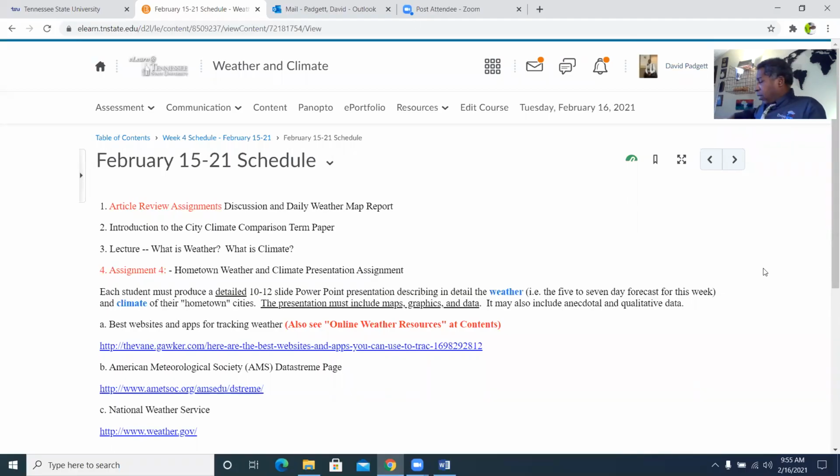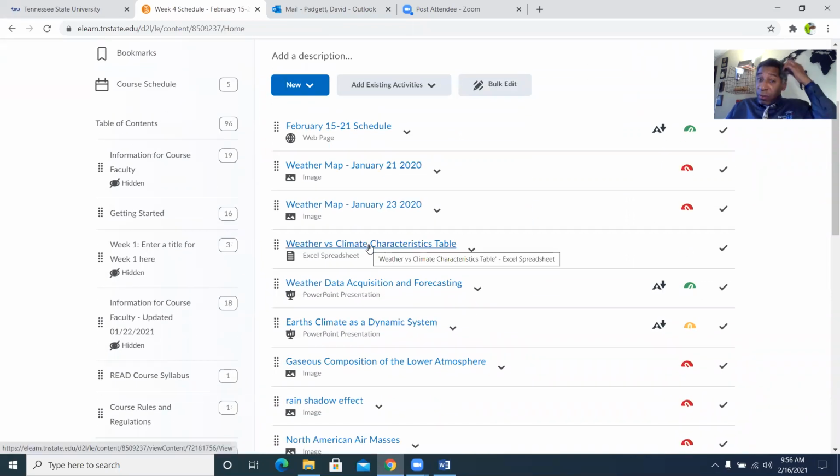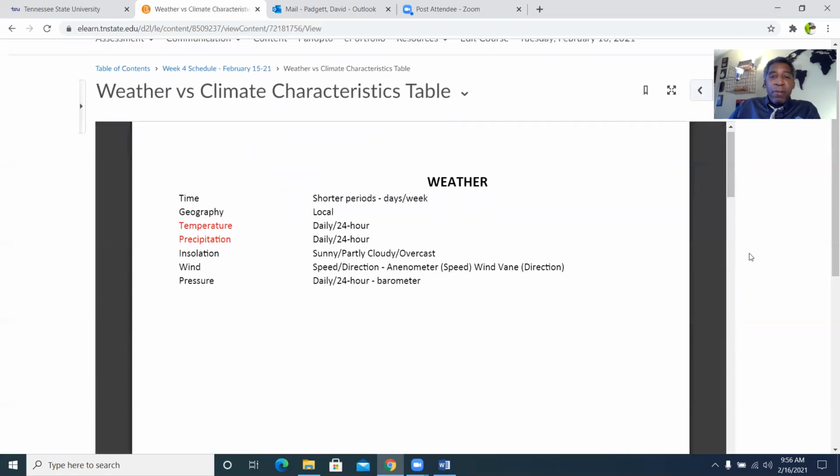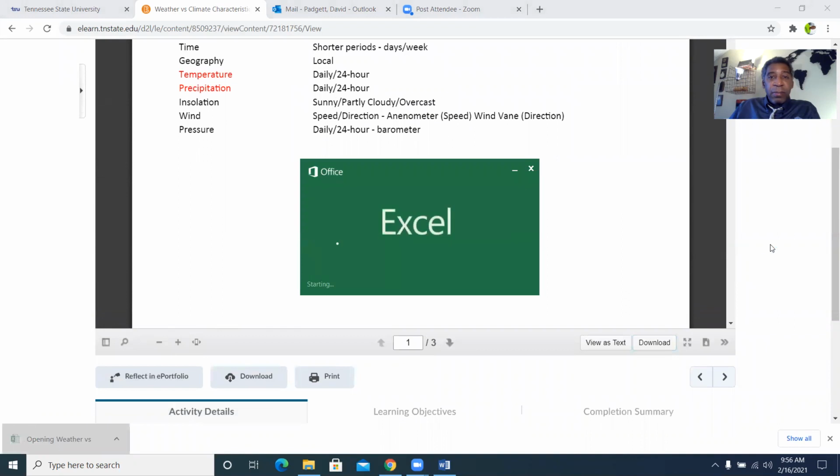Okay, now we'll get into today's lecture, which is what is weather, what is climate? And so the name of this course is Weather and Climate, which implies that those are 2 different things. They're similar, but they're different. And so at content, you'll notice I have a weather versus climate characteristics table.